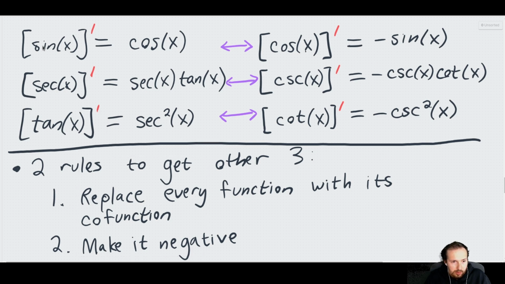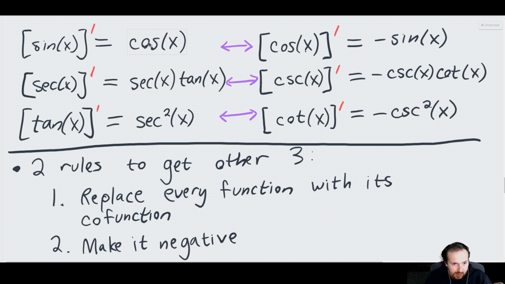So for example, let's start on the first one. Here's the first one that we remember, and we want to figure out what the derivative of cosine is. So what's the rule? Rule number 1 is replace every function with its cofunction. So here, sine gets replaced with its cofunction. Remember the rules: if the trig function starts with CO, take away those letters. If it does not start with CO, add those letters. And that's the trig function that is the cofunction of the original one. So sine goes to cosine.